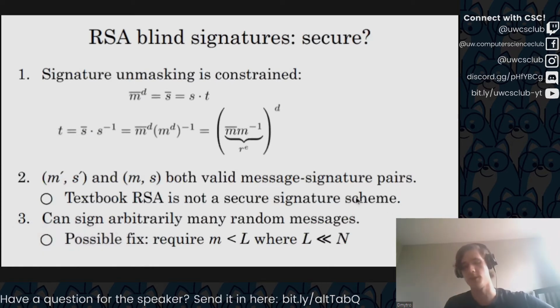Even the non-blind version of RSA without padding is not secure. And then the question is, is this fixable, right?